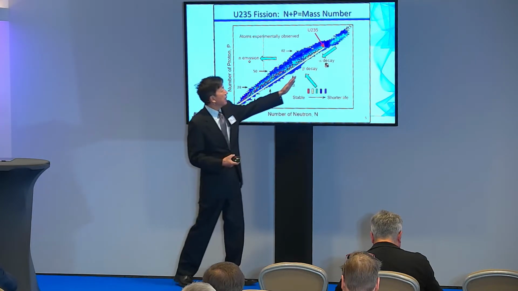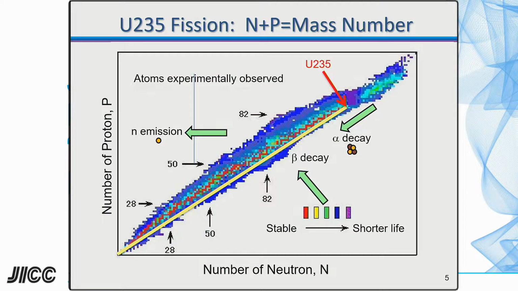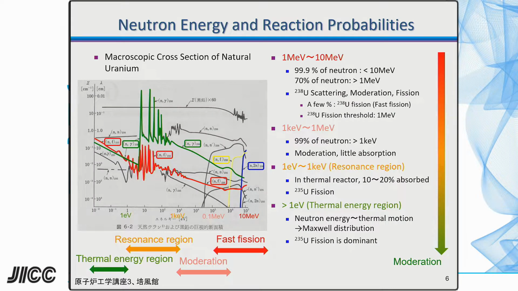And another thing is alpha decay. In alpha decay, 2 neutrons and 2 protons are emitted. So this direction is something like this. That means the fission product after the nuclear fission of uranium-235 goes this way or this way or this way, which makes the nuclide stable. This is the process of nuclear fission and how the fission product becomes stable. Okay, I'm sorry this is a very busy figure, but I'll just explain the important points.